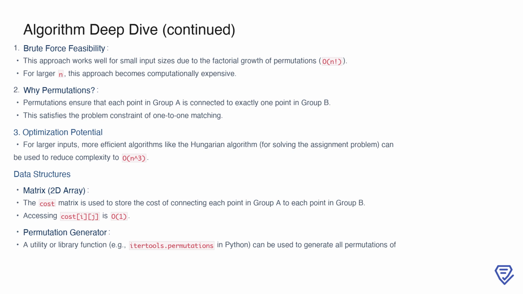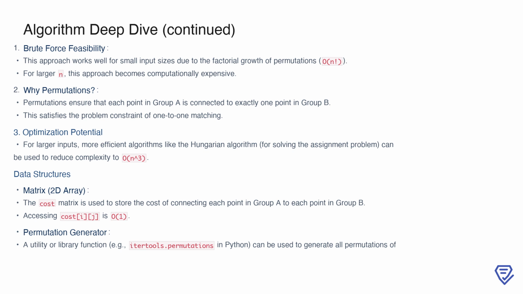To handle larger inputs more efficiently, optimization techniques like the Hungarian algorithm can be employed. This algorithm solves the assignment problem in O(n³) time. Regarding data structures, the cost matrix implemented as a 2D array is central to the computation.